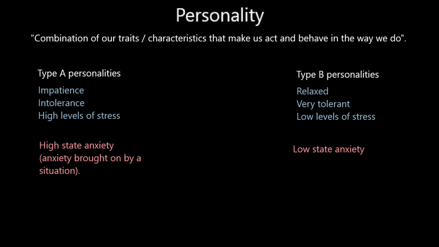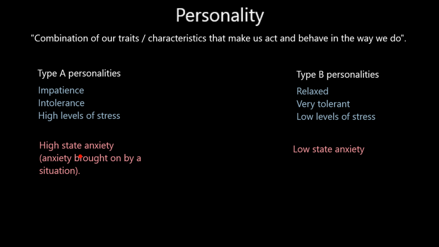But obviously, we all have a characteristic for anxiety. Now, some of us are very naturally highly anxious. Therefore, we have what's called high trait anxiety. We have a high level of the anxiety trait. Whereas other people have low trait anxiety. It takes a lot to get them wound up. They're very chilled out, very relaxed.